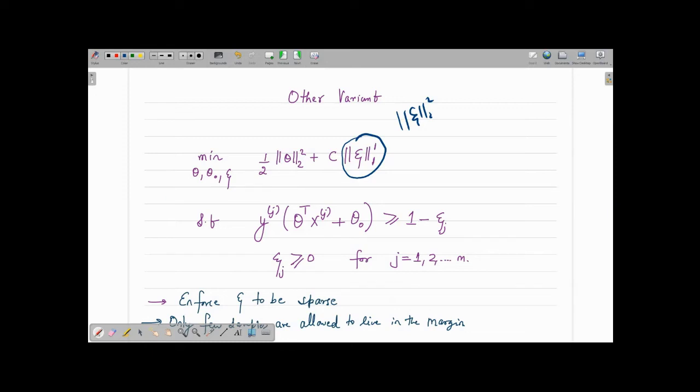The advantage will be that this sigma will be sparse and only a few samples will be allowed to live inside the margin. So whatever errors you incur by putting samples inside the margin, those values will be small because lasso supports sparse data. That's why very few samples of unclassified points will be inside the tube, or you can say the margin. So this is the advantage of using L1 norm in the case of SVM.